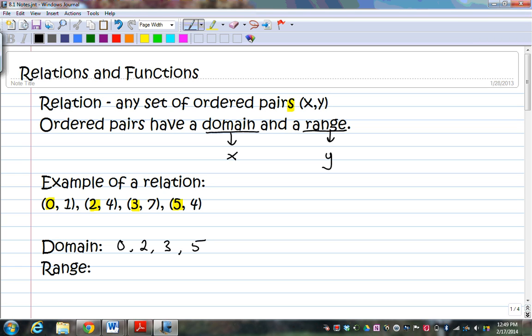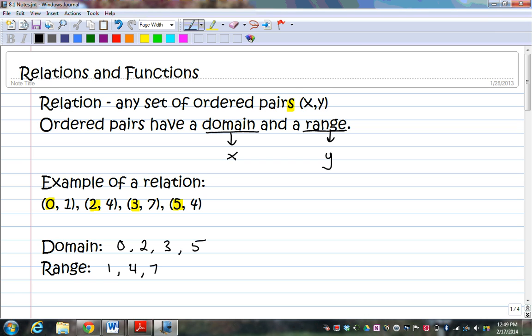Now, same thing for the range. If I want to write down the range, I'm going to write down 1, 2, 2, 1, 4, 7, 4. Now, the thing is, we only write 4 once. There's no reason to write it a second time because we want to say what are all the y values. Listed twice, it's still one of the y values.